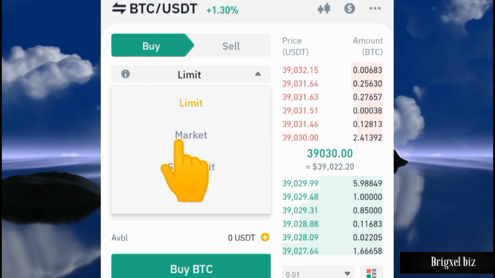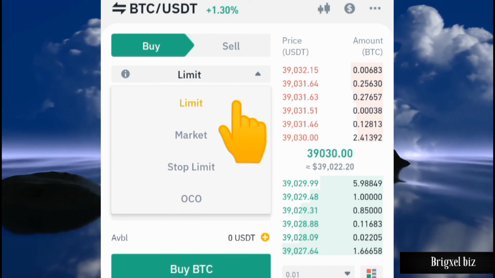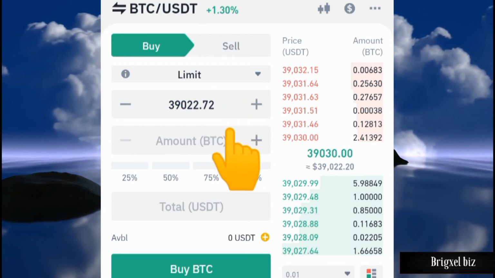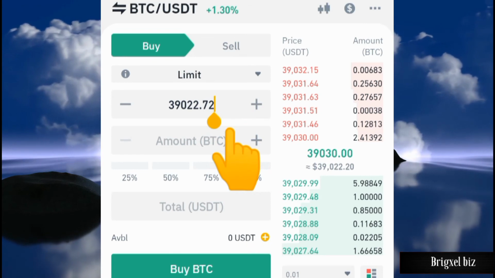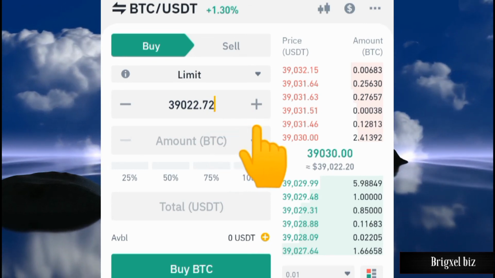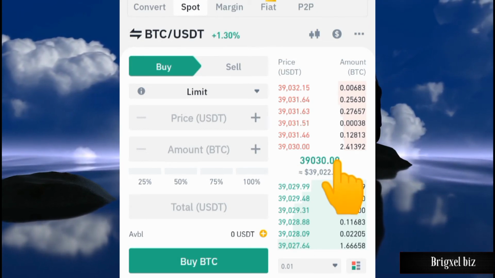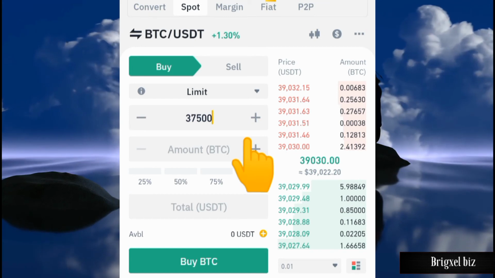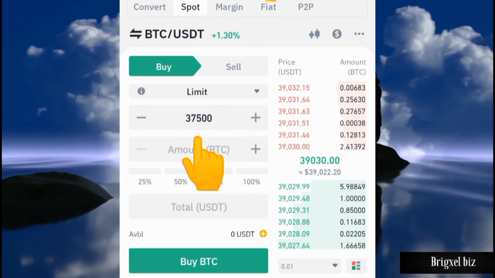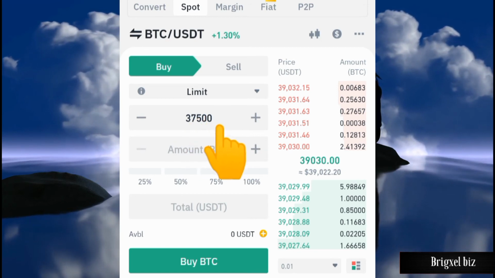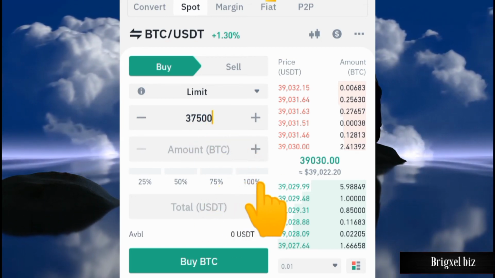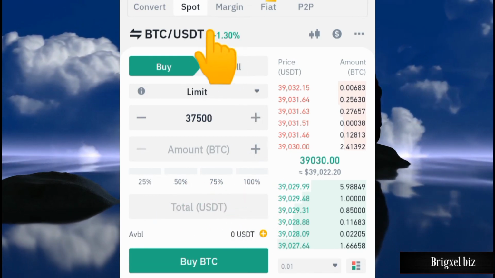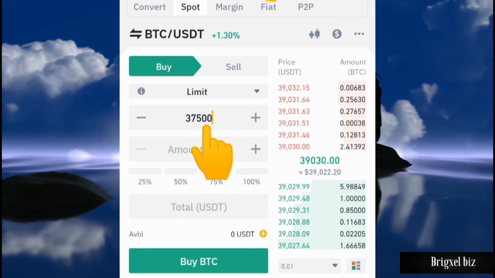What that means is that you are buying Bitcoin at a price between 37,500 or even down to 36,000. You're going to put the price you want, because the price of Bitcoin right now has not dropped to that price range. So we're buying at 37,500. The next thing is you're going to click on this. If you're going to use 100% of the USDT you've got to buy at this price, you click on this. If you want to use 75%, you click on this.